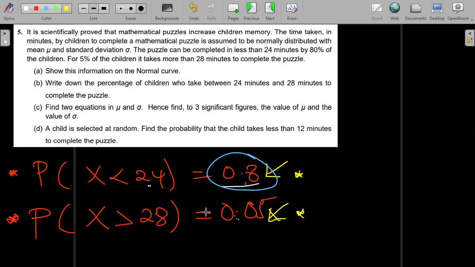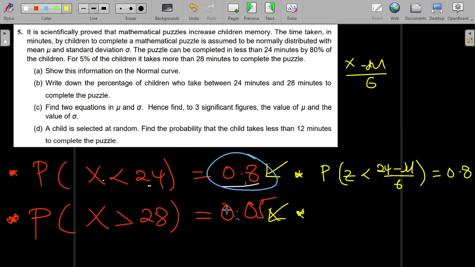Okay. So what we need to do is turn this into z scores. So this will be the probability, this one to be z, minus mu over standard deviation, which is just z, then less than 24 minus mu over standard deviation, it's 0.8. This one to undergo the same fate, standardize this to be z greater than 28 minus mu over standard deviation is equals to 0.05. Okay, so from there now we can get our two equations.